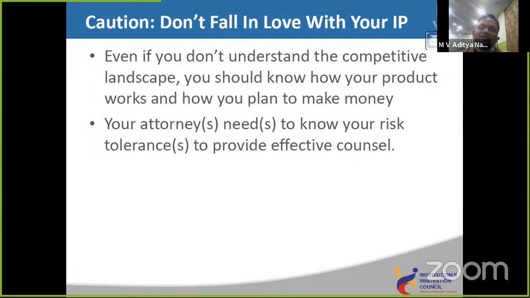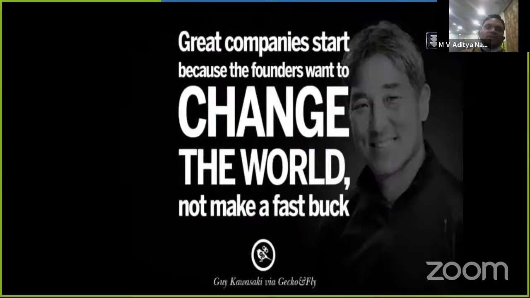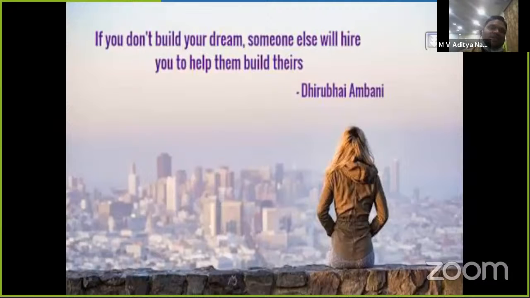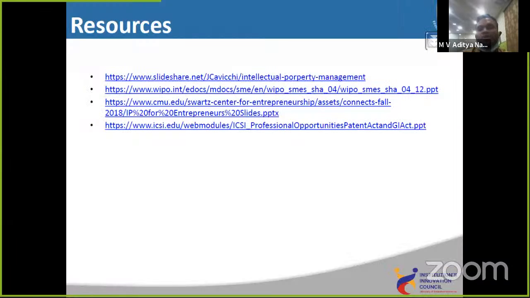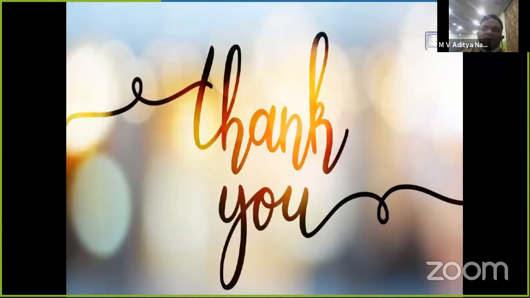with filing a patent in your respective subject field, to have a better business advantage over your competitors and a better profit. So it's all about the selective approach of using different types of IP and then trying to make a profitable business. Overall, great companies start because the founders want to change the world, not to make a fast buck. In the case of startups, if you are not going to build your own dreams, then someone else will hire you to help them build theirs. So it's for you to decide how you are going to go ahead while applying different types of IP strategies, thinking about the monetary aspects in a long-term perspective.